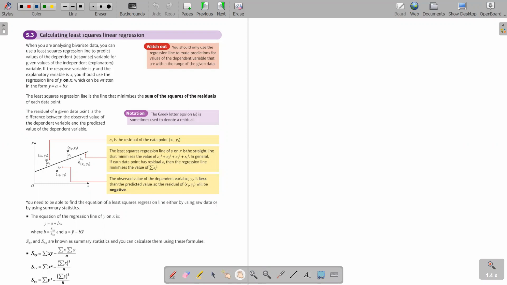Okay, so now we move on to the next part of the lesson. Actually, the most important part of the lesson. We are learning now how to calculate the least square linear regression line, or in other words, the line of best fit. So we are learning how to actually calculate.